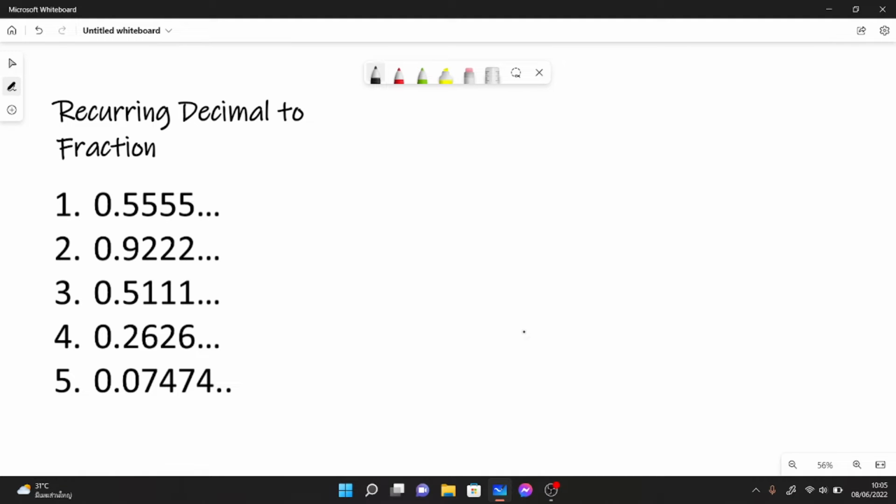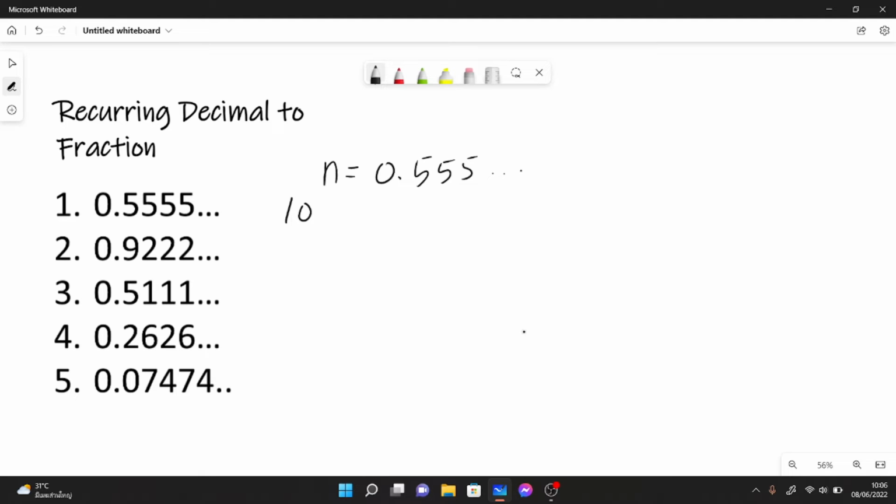Okay, so first example, we have 0.5555. The first thing you have to do is check how many numbers are repeating. Since in example number one, only one number is repeating, only the number 5, let us set n equal to 0.5555.